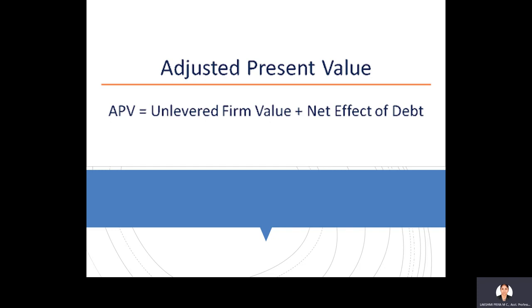So the APV approach defines enterprise value as the sum of the value of the unlevered equity free cash flows and the value of the interest tax shields. The value of unlevered equity cash flows is the present value of the firm's operating cash flows, and the operating cash flows do not depend on how the firm is financed, and hence they may be referred to as unlevered equity free cash flows. The value of interest tax shields is the present value of the interest tax shield arising from the use of debt financing.